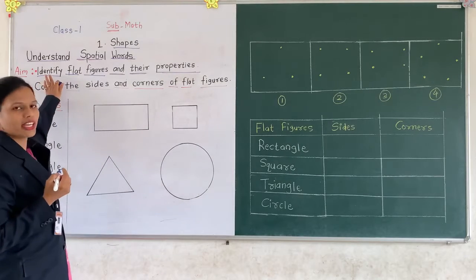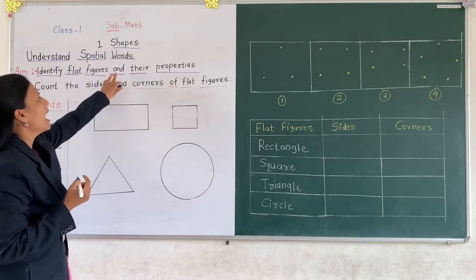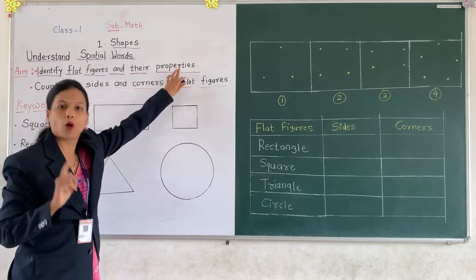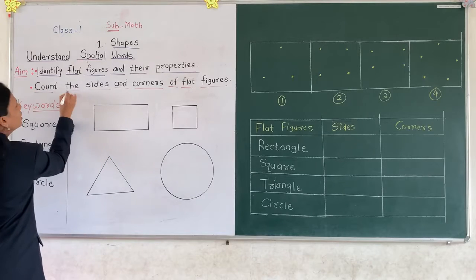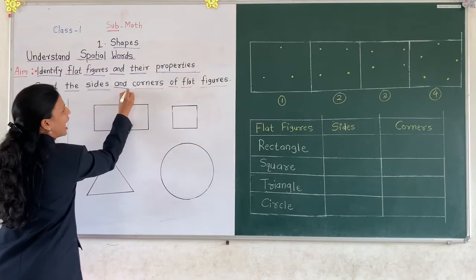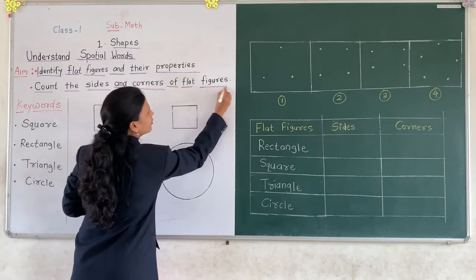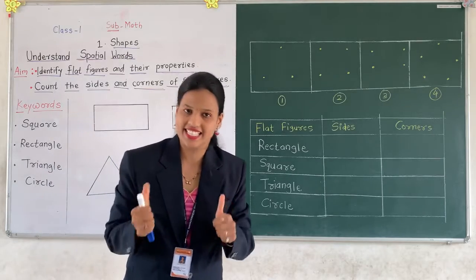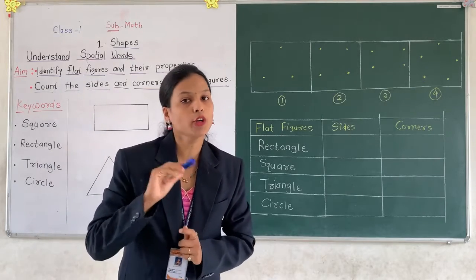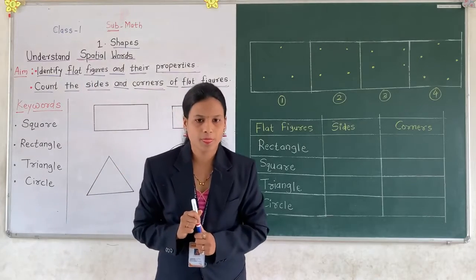What is our first point? Identify flat figures and their properties. And our second point is count the sides and corners of flat figures. So are you ready? Yes. Students, everyone open your notebooks and write down the aim of our lesson.